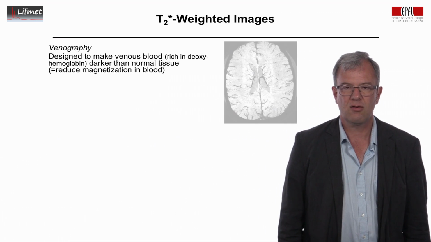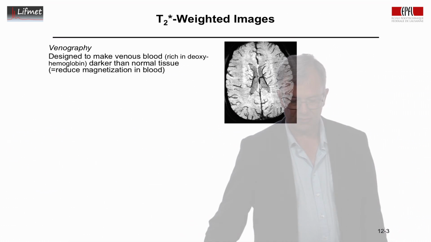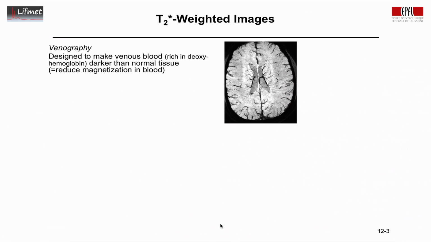What is a venogram? What does it look like? Here is from the brain. So this is a T2 star weighted image, and all these black stripes here are in fact normal manifestation of venous blood that has a short T2 star. It is deoxygenated, and we'll discuss this shortly.